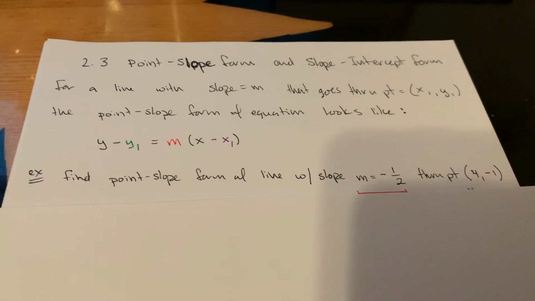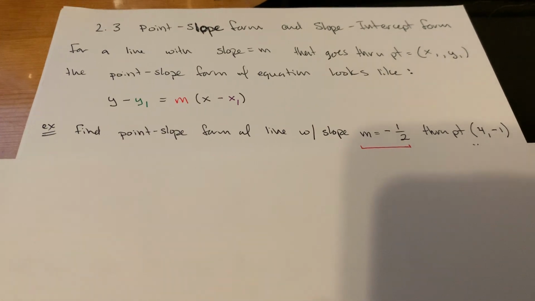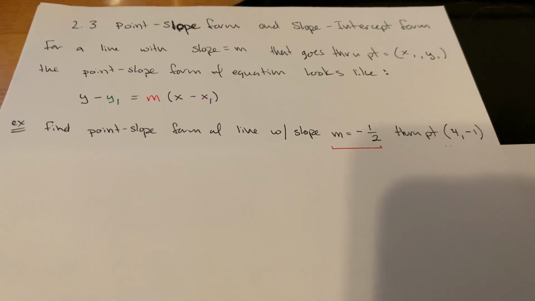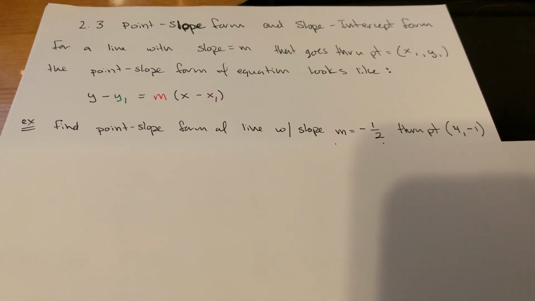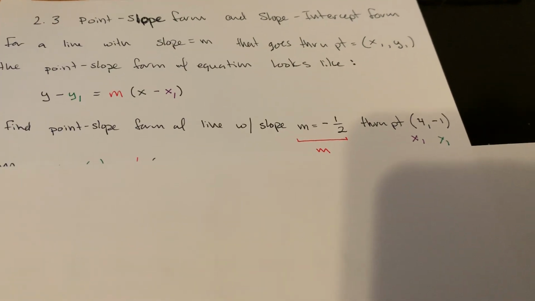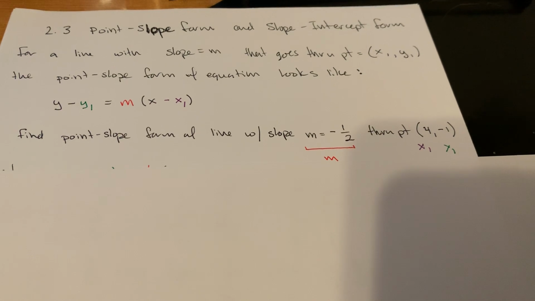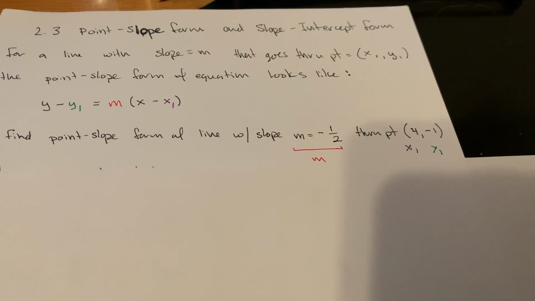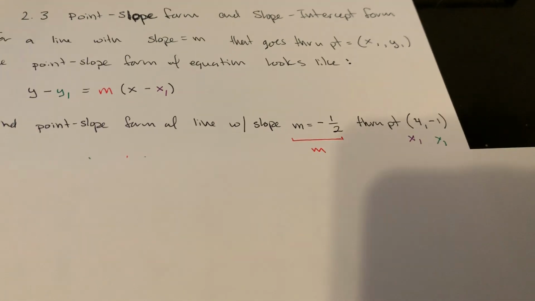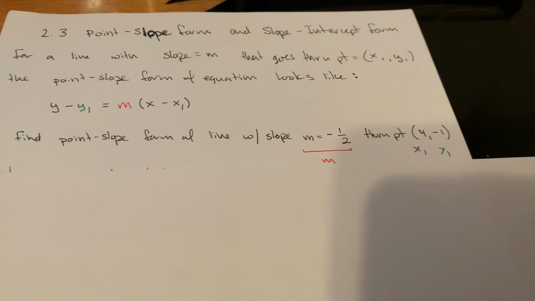So as an example, right, let's find the point-slope form of a line where the line has the slope -1/2, and it goes through the point 4, -1. So just a quick labeling exercise first, right? The m value, of course, is -1/2, our slope. And then the x1 and the y1 values would be respectively 4 and -1, right? So 4 is the x1 value and -1 is the y1 value.